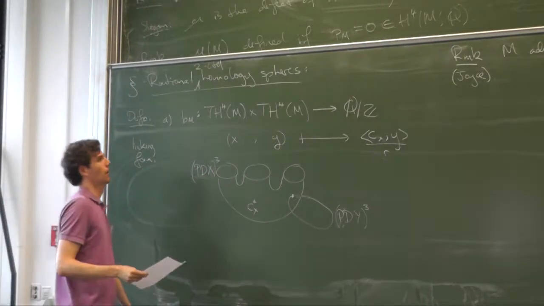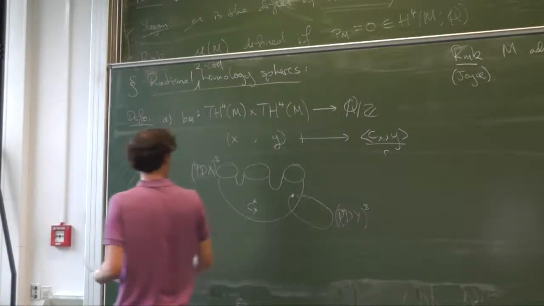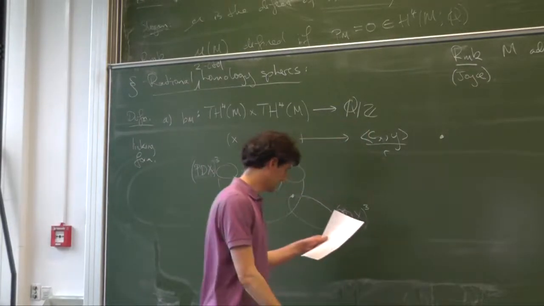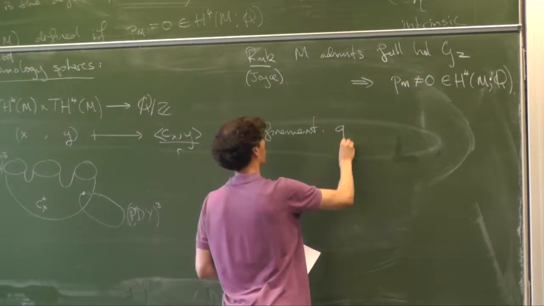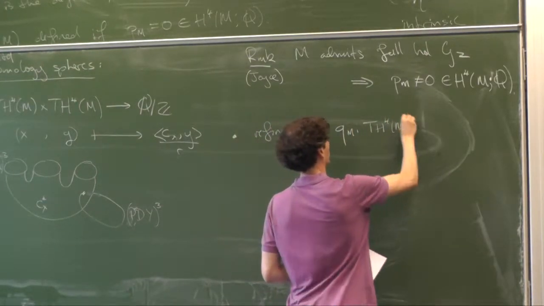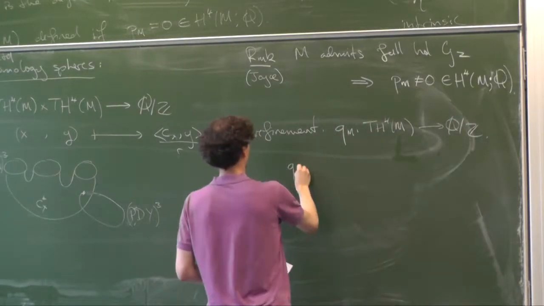Okay, so that's familiar. The other thing you have in this dimension, which is a feature of this spin characteristic class, is that there's a refinement. So it's a quadratic form.